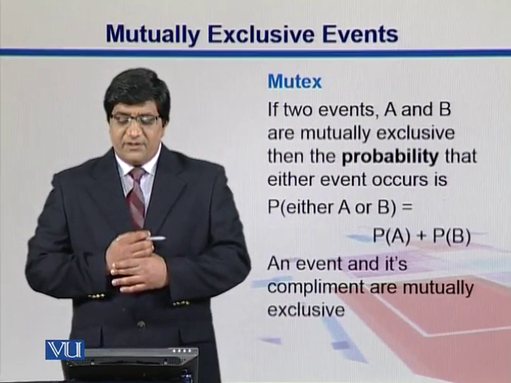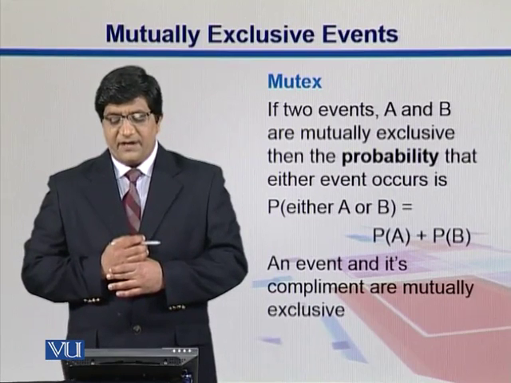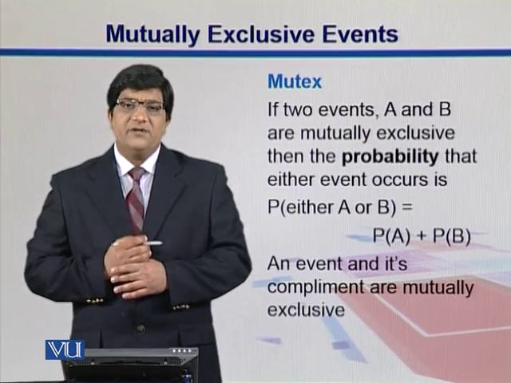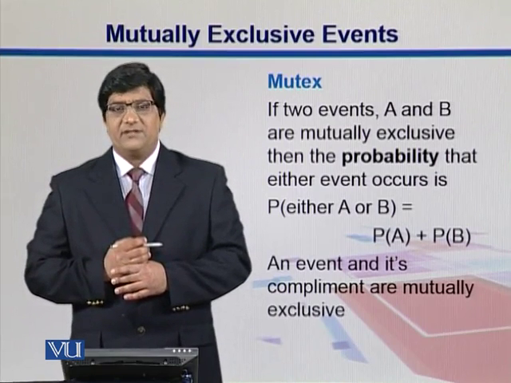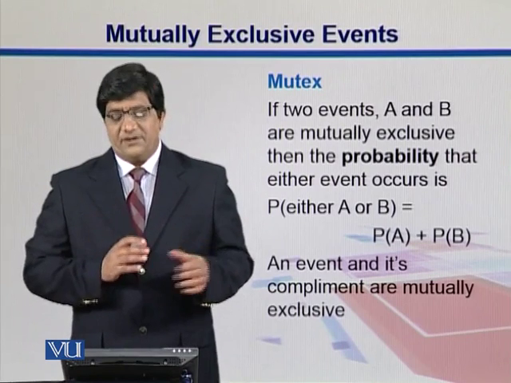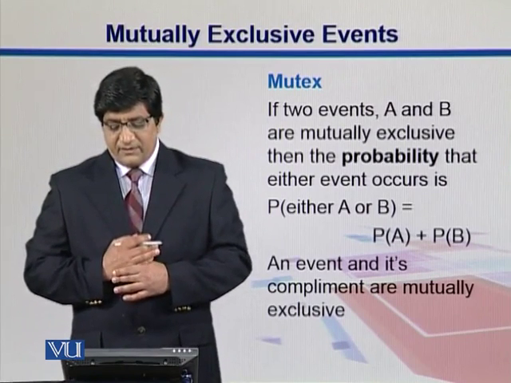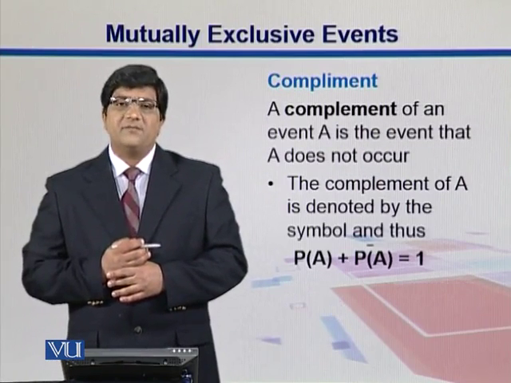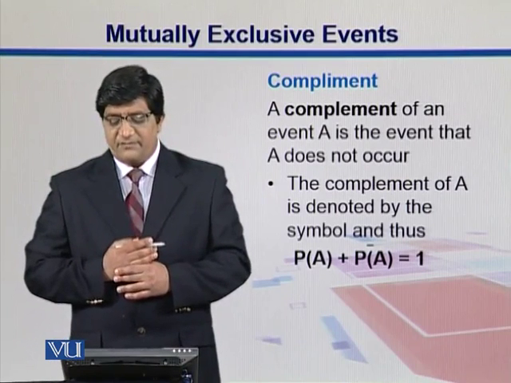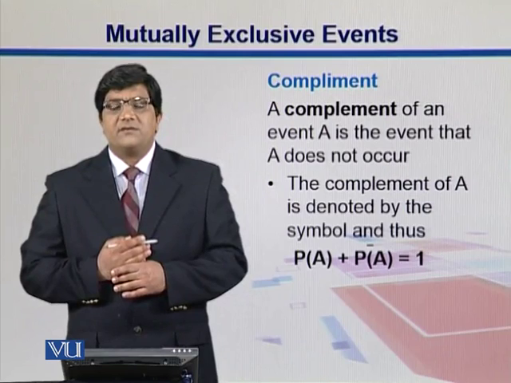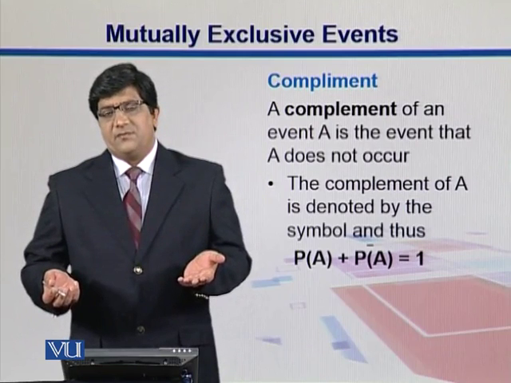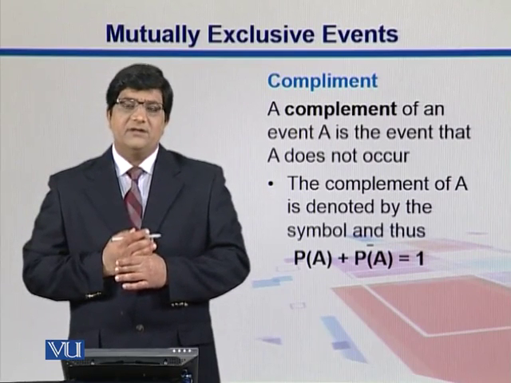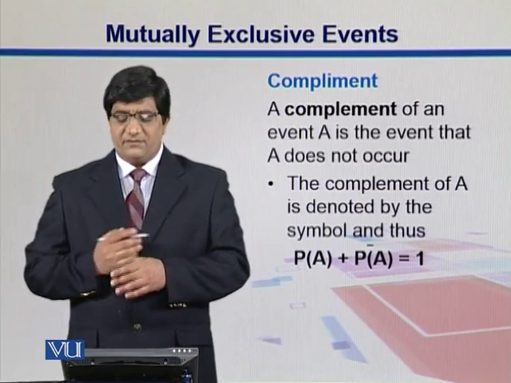If two events A and B are mutually exclusive, then the probability that either of the events occurs is P of either A or B, which is equal to P of A plus P of B. So for either of them, we can simply add their probabilities. An event and its complement are mutually exclusive. The complement is the probability of something not happening. If the probability of A occurring is P of A, then its complement is the probability of not seeing this event A. So P of A plus P of A complement is equal to 1.